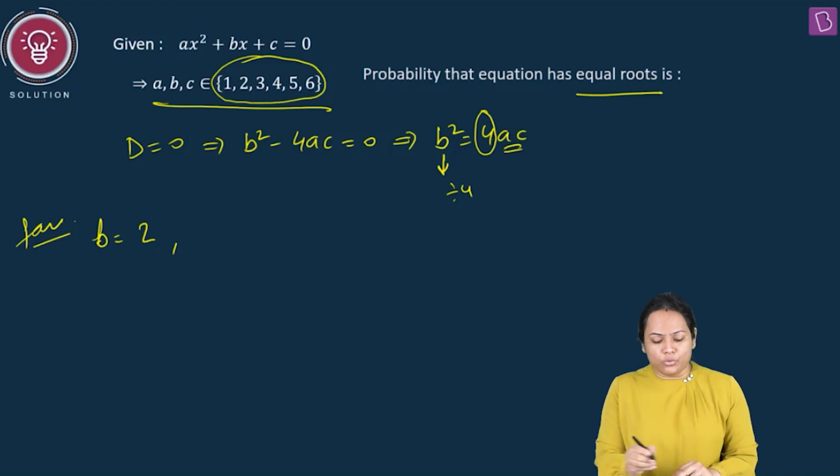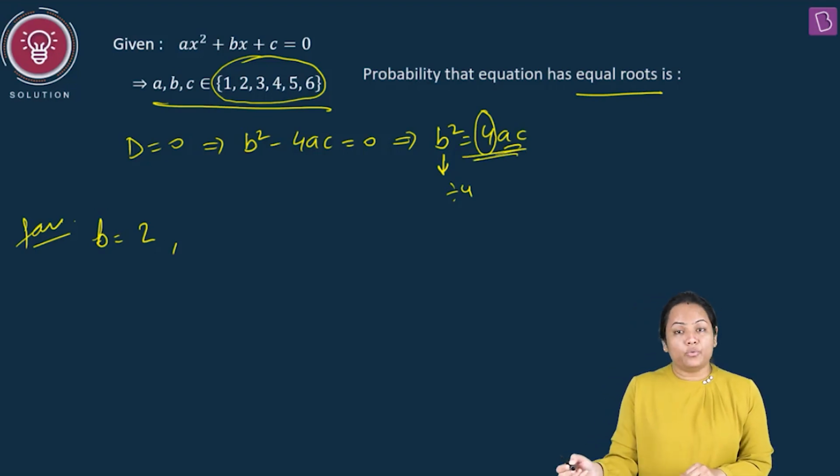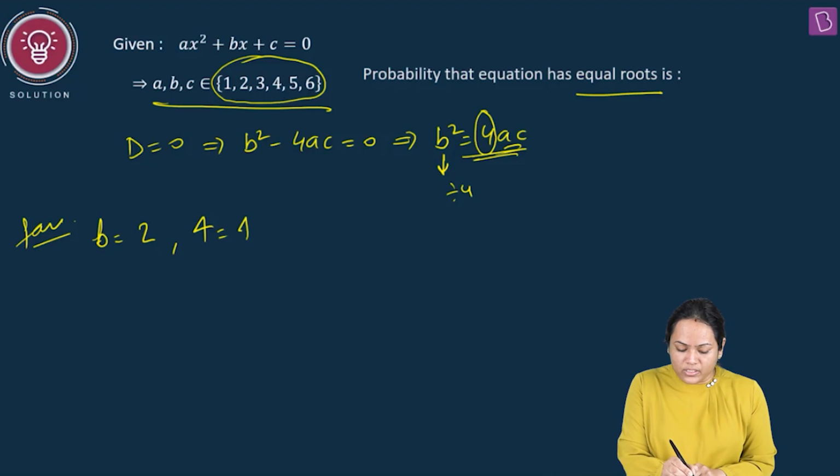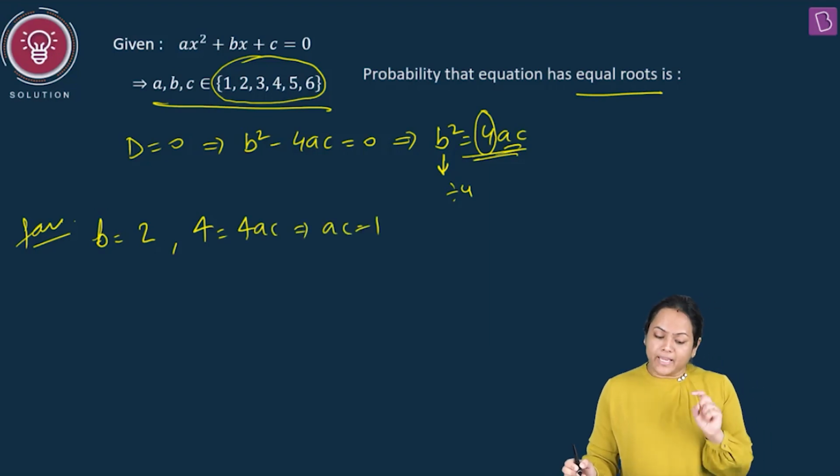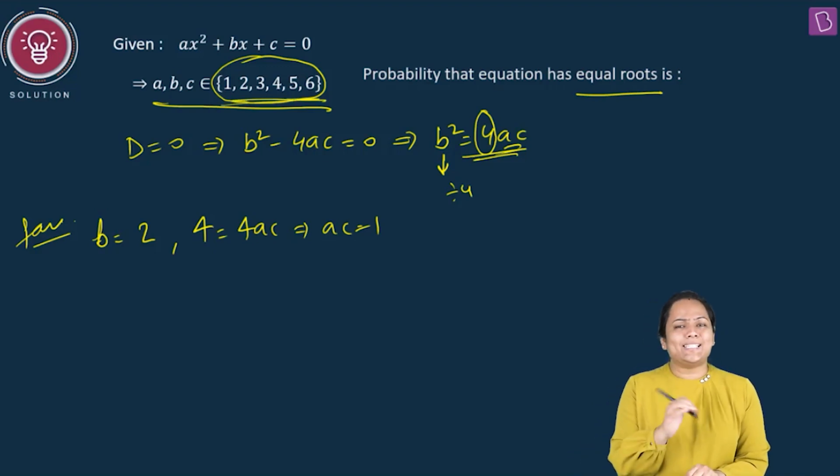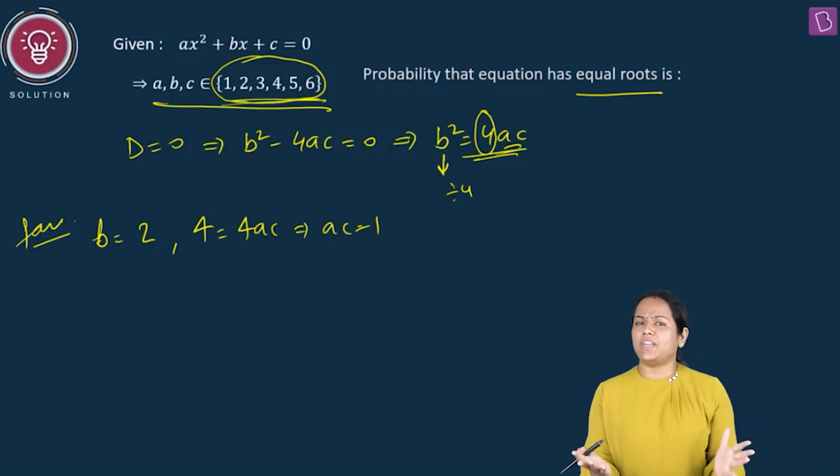Now, if b is 2 and I substitute in b square equal to 4ac, I get 4 equal to 4ac. That means ac is equal to 1. And if a and c again are taking values from 1 to 6, guys, what are the possible values of a and c?